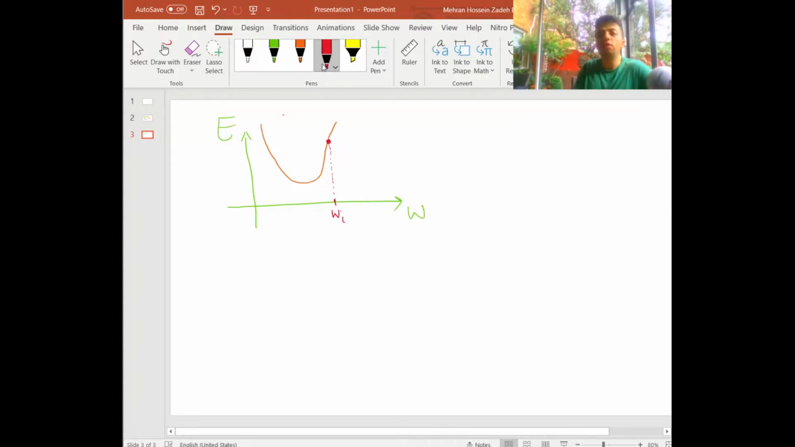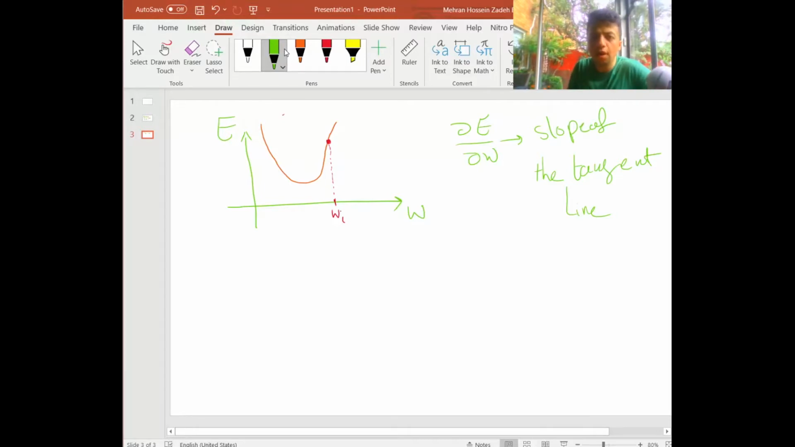What does the derivative of error with respect to w really mean? It's the rate of change, or the slope of the tangent line. Okay? It means this is sort of the tangent line on your error surface at this point, and the slope is positive.